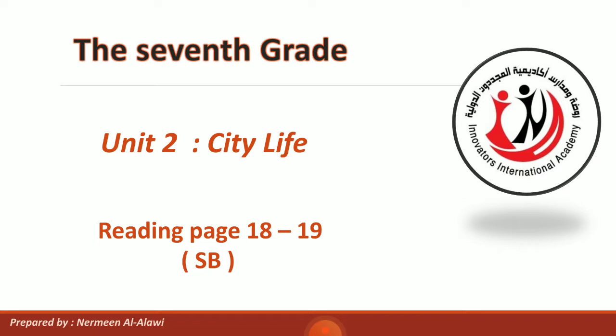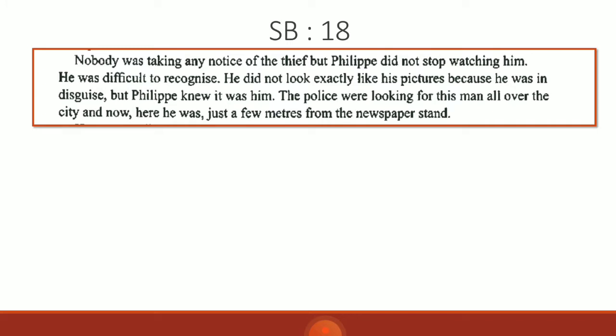Yesterday, we started reading our story, The Man at the Fountain, and we said that in that story we have a boy. His name is Philippe. Philippe was in the square, or Saha. He was meeting his cousin who sells newspapers in the square. While Philippe was walking in the square, he saw a thief. He knew this man was a thief because his picture was in the newspapers that his cousin sells.